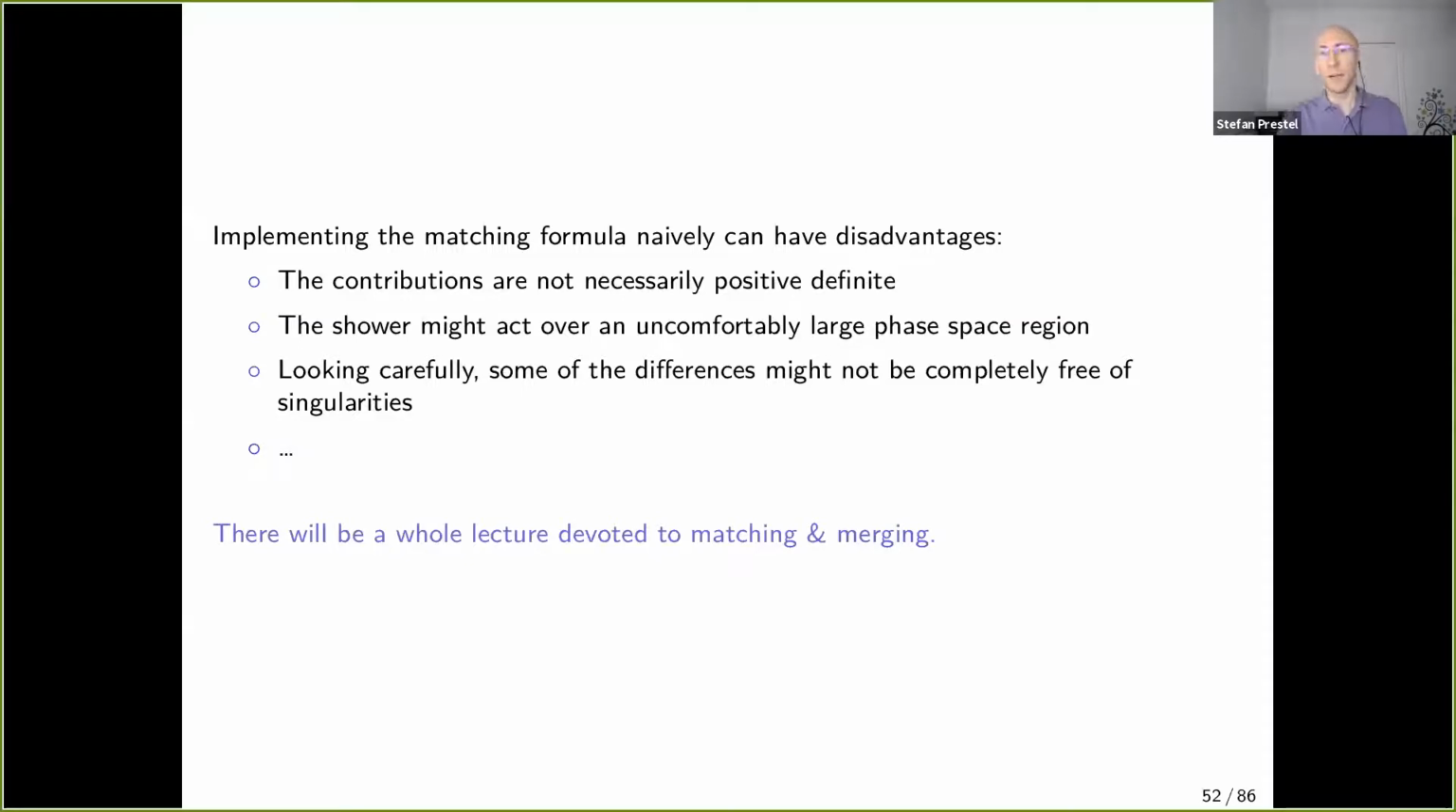And this is still an active field, even though by now a 20-year-old field. So it's a time-honored tradition of Monte Carlo event generators to do matching. And there's going to be a whole lecture on it.